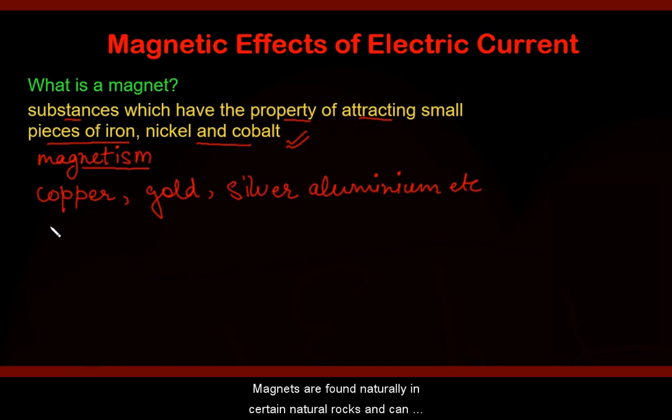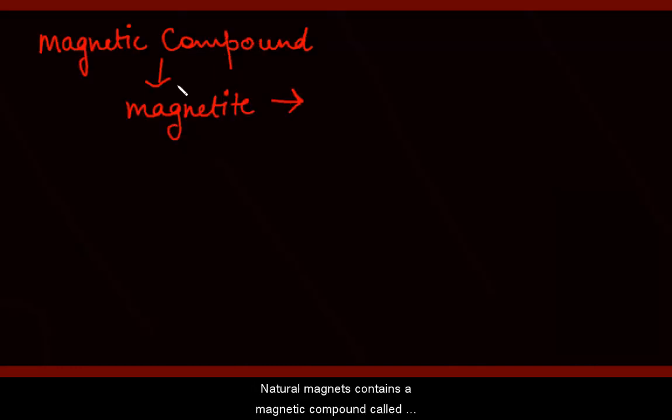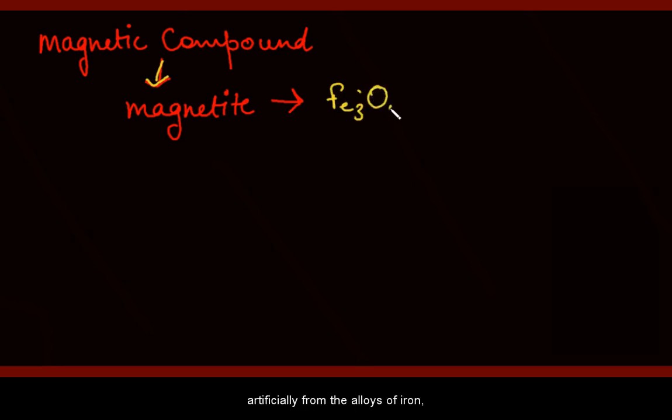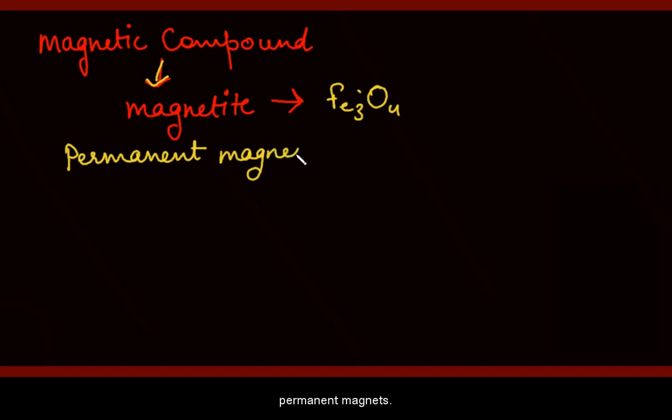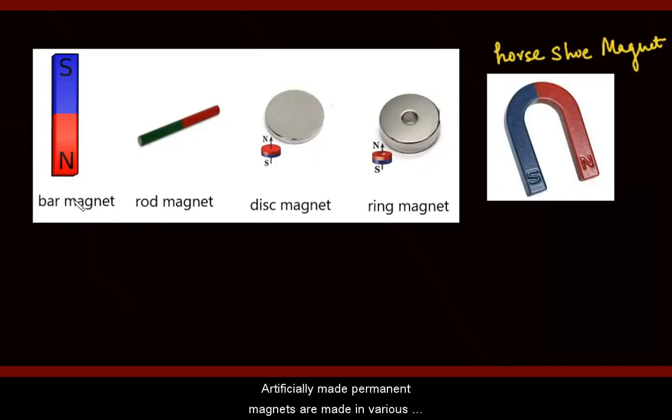Magnets are found naturally in certain natural rocks and can also be made artificially. Natural magnets contain a magnetic compound called magnetite, that is Fe3O4. We can also make magnets artificially from alloys of iron, nickel, and cobalt, so that they retain their magnetism for a long amount of time. Such magnets are called permanent magnets. Artificially made permanent magnets are made in various shapes like bar, rod, disc, ring, etc. as shown in this figure.